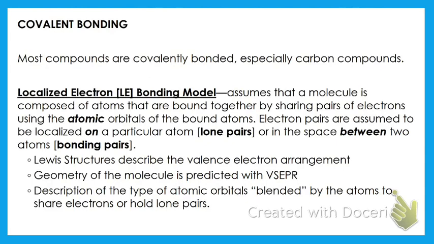All right, there's going to be a couple of different models that we'll look at. The localized electron or bonding model assumes that we are sharing pairs of electrons using their atomic orbitals, and the electron pairs are assumed to be localized on a particular atom. So we have lone pairs, or in the space where we're bonding, shared pairs. The Lewis structure is going to describe that arrangement. We're going to do the geometry with VSEPR. Remember VSEPR? Probably not. It's the thing that tells us what the shapes are. And then the description of the orbitals is blended. We're going to get through all that.